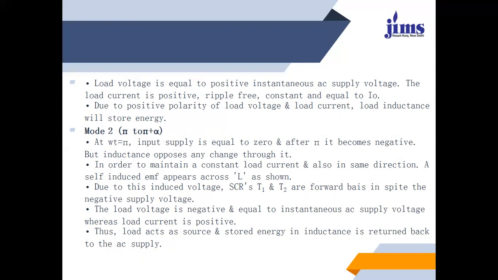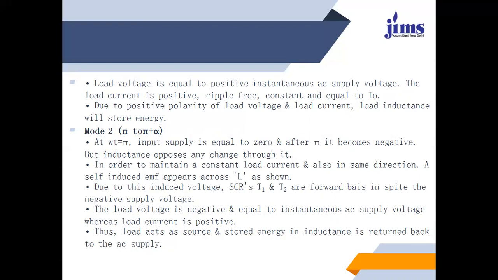At omega t equal to pi, the input supply is equal to 0 and after pi it becomes negative. But inductance opposes any change through it. In order to maintain a constant load current in the same direction, a self-induced EMF appears across the inductance as shown in the figure. Due to this induced voltage, SCRs T1 and T2 are forward biased in spite of the negative supply voltage. The load voltage is negative and equal to the instantaneous AC supply voltage while the load current is positive.